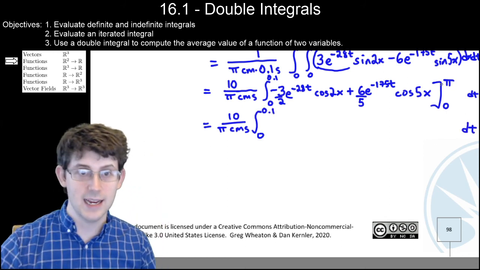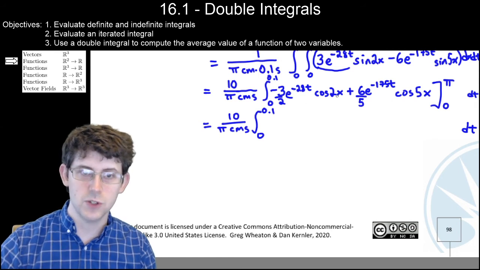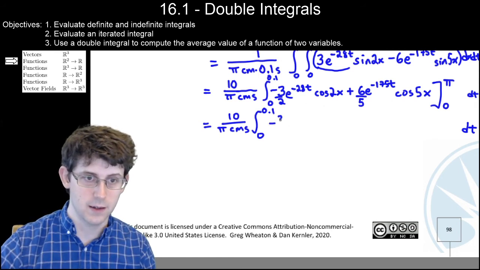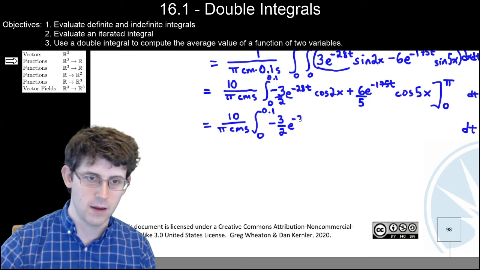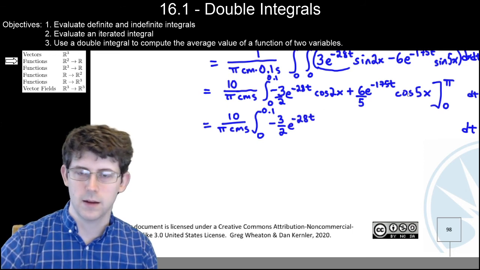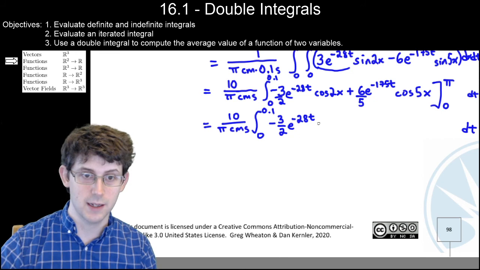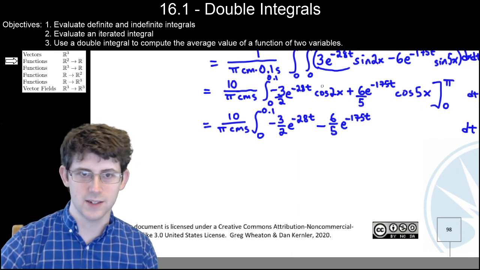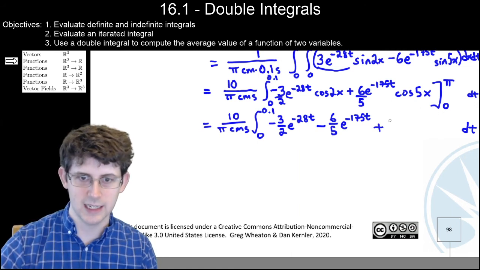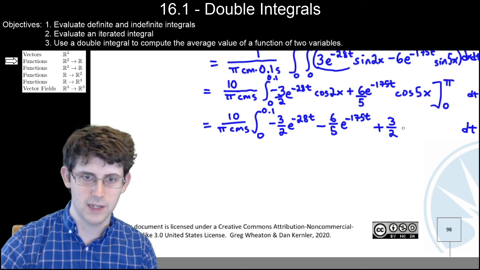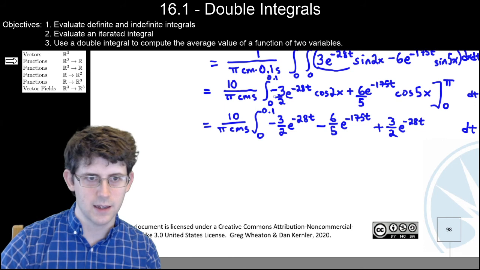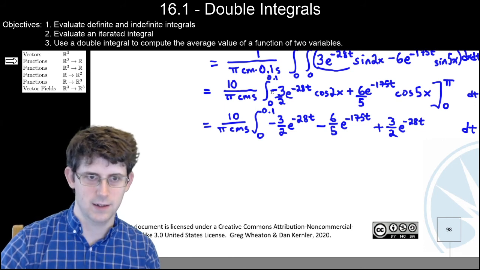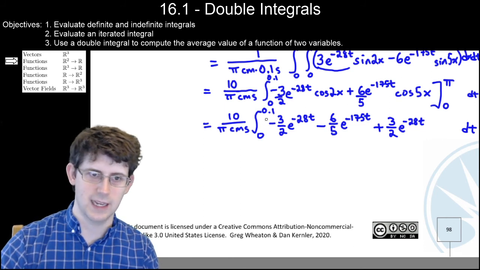Now I need to plug in pi and plug in 0. Well, cosine of 2 pi is 1. Cosine of 5 pi is minus 1. Then I plug in 0. Cosine 0 is 1, so I'm going to do minus 3/2 e to the minus 28t. Uh-oh, wait, hang on. So I had minus... Oh, I can't do it in my head.